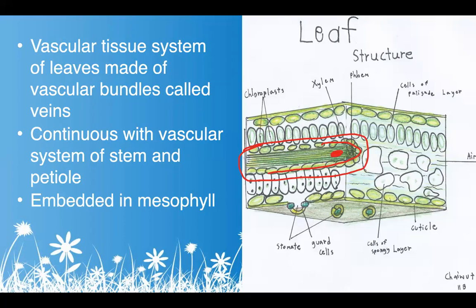So you can see it's embedded within the mesophyll, right? We've got spongy mesophyll on the bottom, palisade mesophyll on the top, and then the vascular bundles, or the veins, which are embedded in the middle.